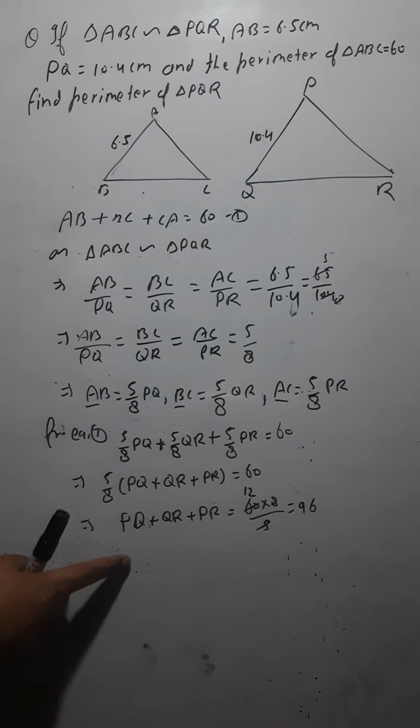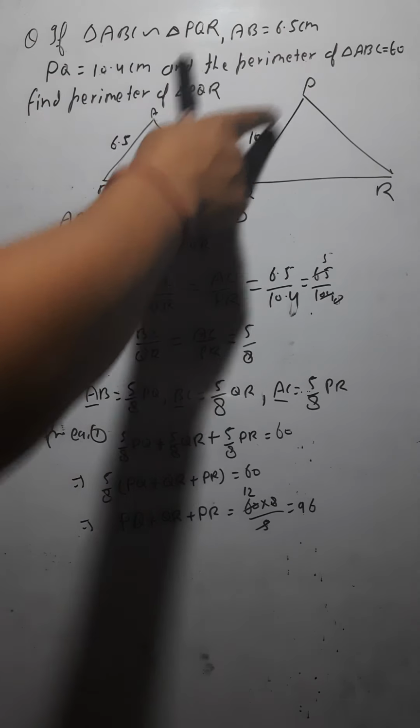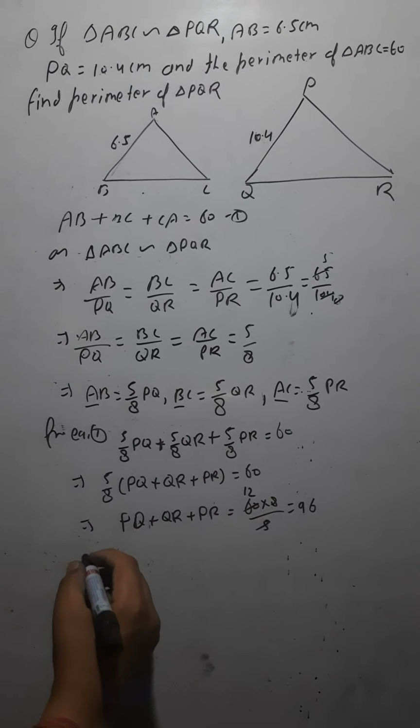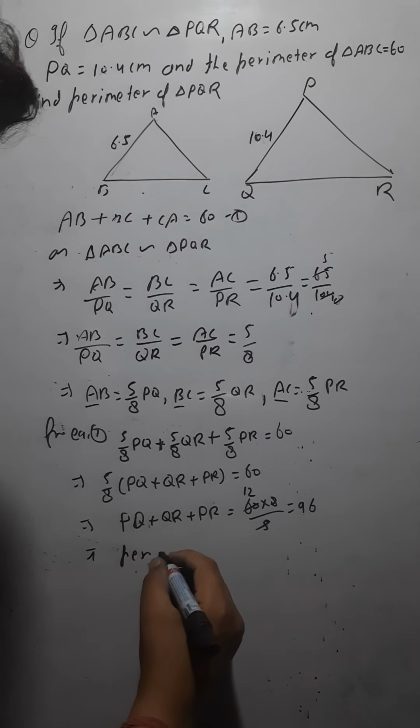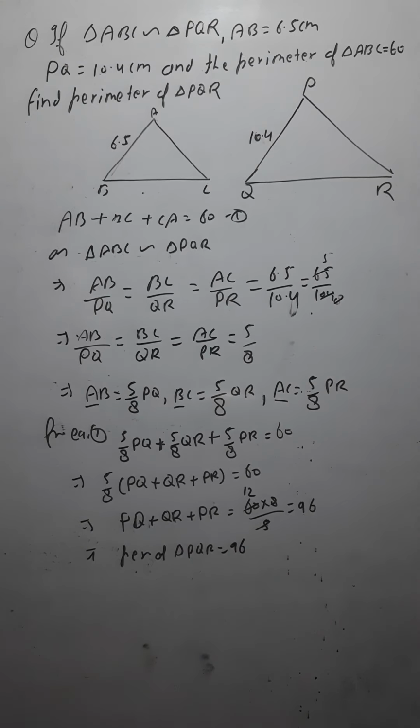So we have got the perimeter of triangle PQR. The perimeter of a triangle is the sum of all sides. So PQ plus QR plus PR is how much here? 96. So hence the perimeter of triangle PQR is how much? 96. Are you getting this? So this is how we would find out the perimeter of the given triangle. Are you getting this?